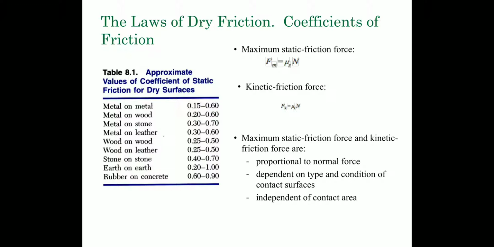So here we have the values of static friction. For dry surfaces, for metal on metal contact surfaces, the friction coefficient may vary from 0.15 to 0.6. Metal and wood combination means 0.2 to 0.6. So here we have all the friction coefficients. Friction coefficient is always less than 1.